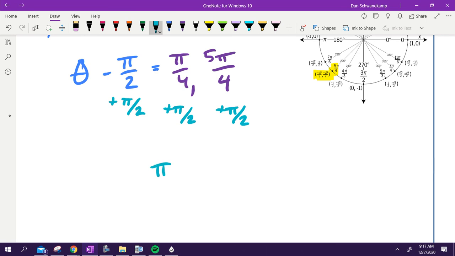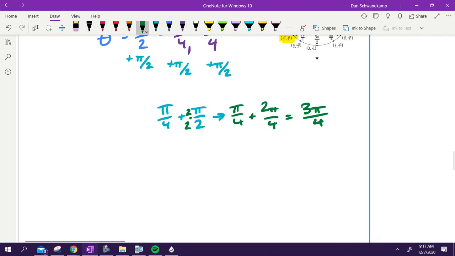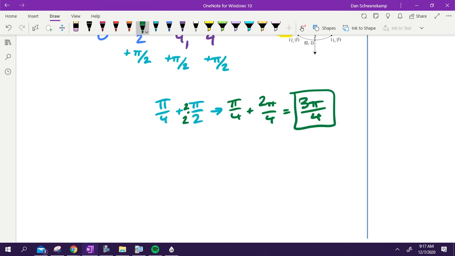I'm taking pi over 4, and I need to add pi over 2. But I need to get a common denominator. So I would multiply this by 2 over 2 on top and bottom, which would get me pi over 4 plus 2 pi over 4, which would get me 3 pi over 4. You can add fractions. You might not like it. You might have to write it out, but you can do it. That is an answer, 3 pi over 4.